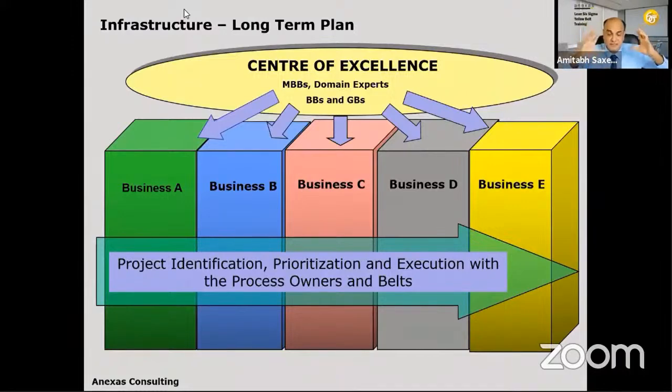So when you are implementing Lean and Six Sigma, you choose projects. What is the definition of a project? The definition of a project is that it has a starting point and an end point. It doesn't exist after some time. It is a one-time activity.